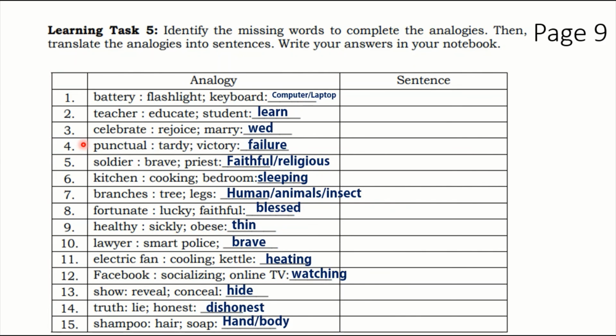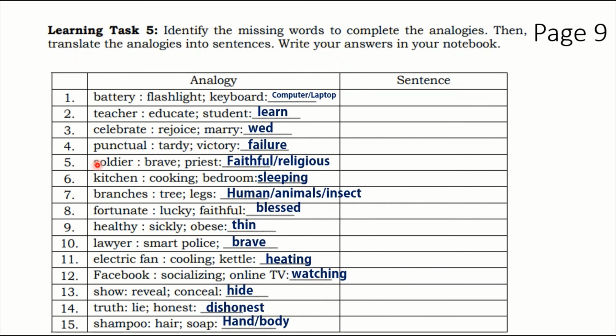How about number four? Try to think about it. What is the relationship between punctual and tardy and victory and failure? Correct. It is antonyms. When one is punctual, he goes to school early. And when one is tardy, he goes to school late. And the opposite of victory is failure.